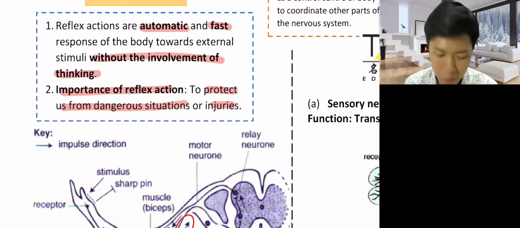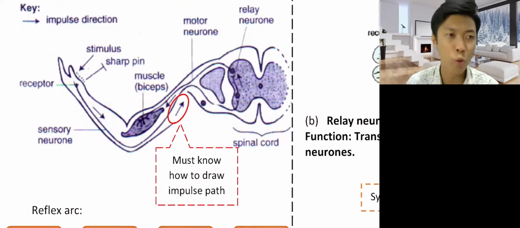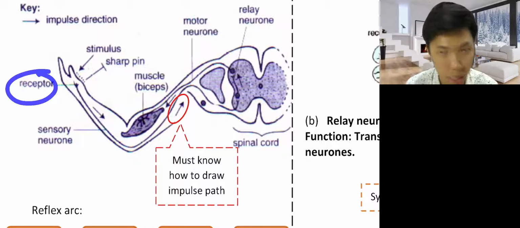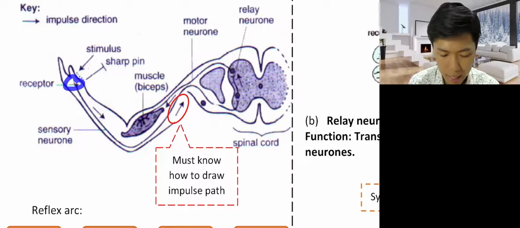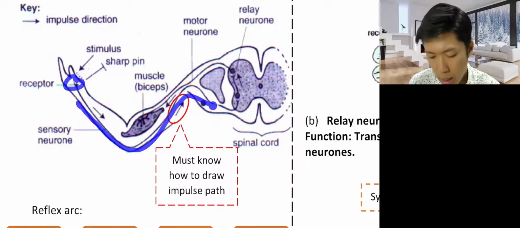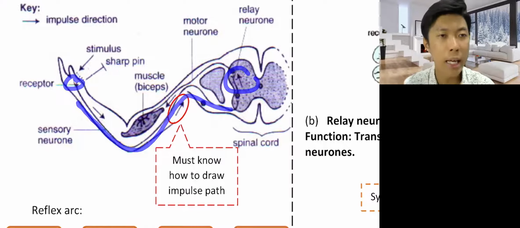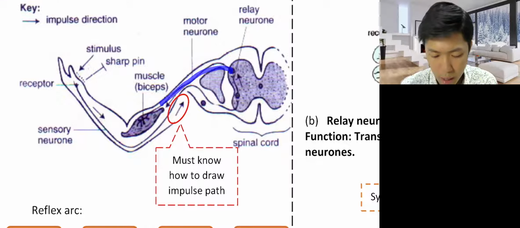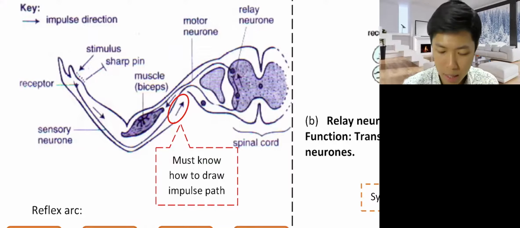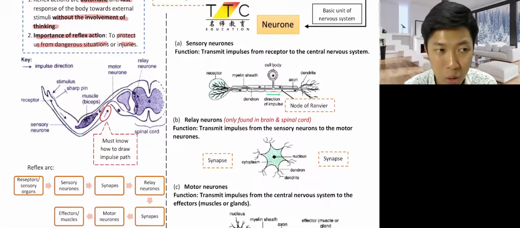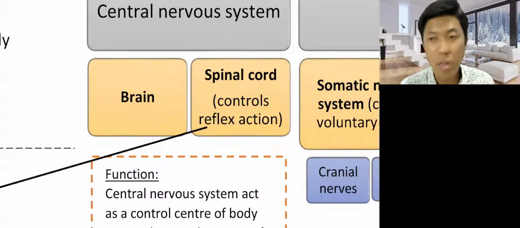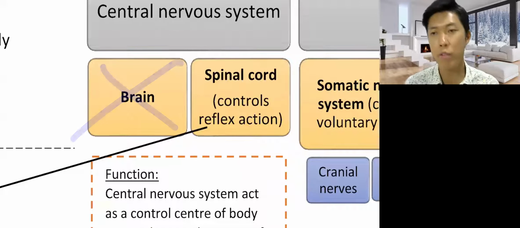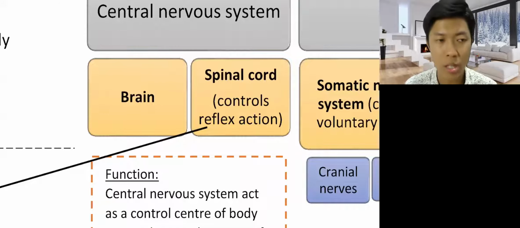The pathway is basically the same. So you will have 5 steps as well, starting with receptor, and then to sensory, and then to relay, which is the spinal cord, and then to motor, and then to effector. Still 5 steps. And I mentioned spinal cord just now because reflex is controlled by spinal cord, not the brain. Like I said, if you ask the brain for decision, you hurt yourself already.